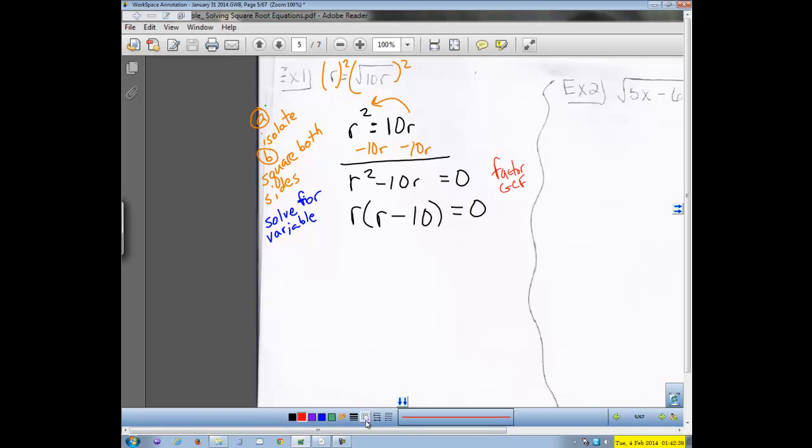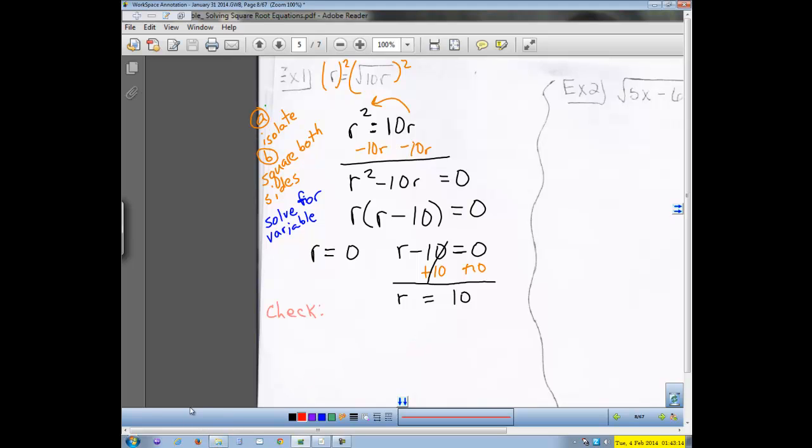Now we need to factor the GCF. We notice that there's an r in both terms, so I'll pull that r out. That leaves us with r times (r minus 10) equal to 0. Set each factor equal to 0 and solve for r. I'm left with r equals 0 and r equals 10.